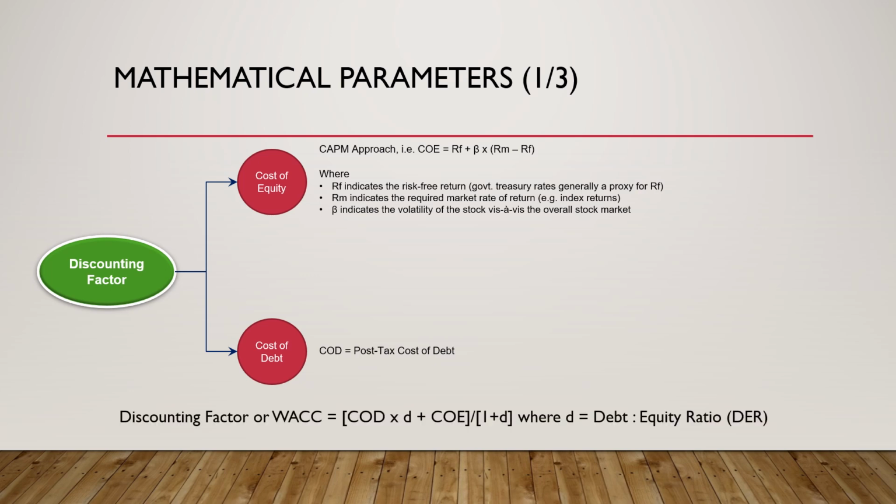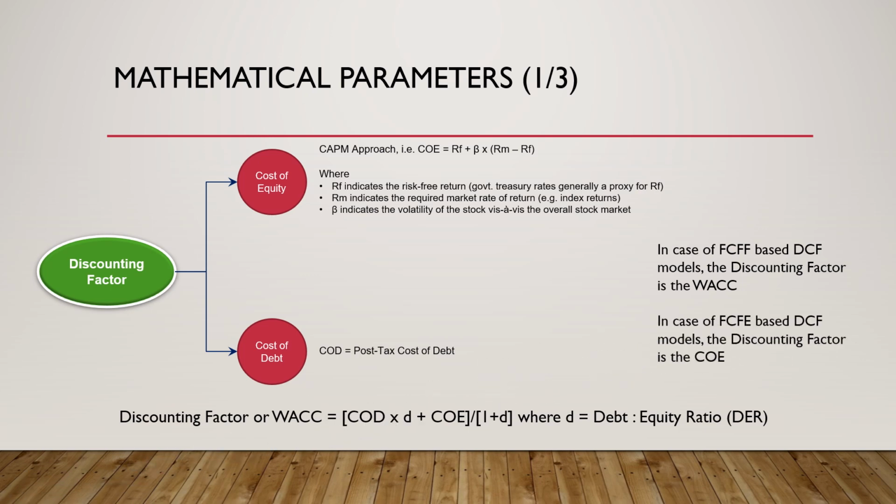Hence, our discounting factor, or WACC, is equal to COD, or cost of debt, times D, where D is the debt equity ratio, plus COE, where COE is cost of equity, all over, within brackets, 1 plus D, where D represents debt equity ratio. Please remember that in case of FCFF based models, we use WACC as the discounting factor, but for FCFE models, we simply use the cost of equity as the discounting factor.